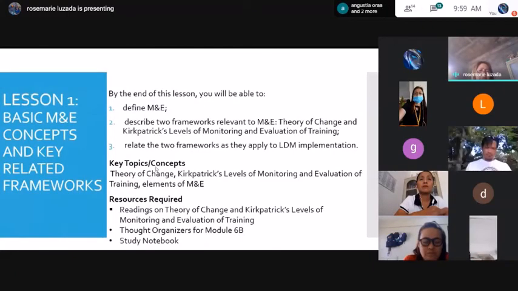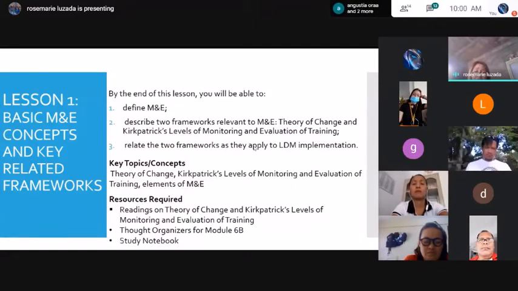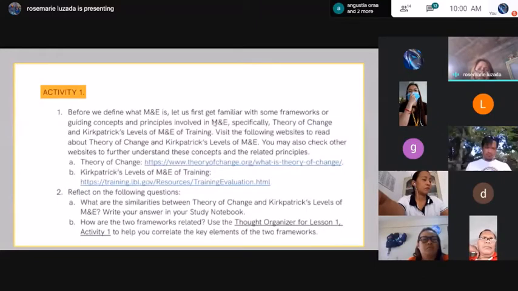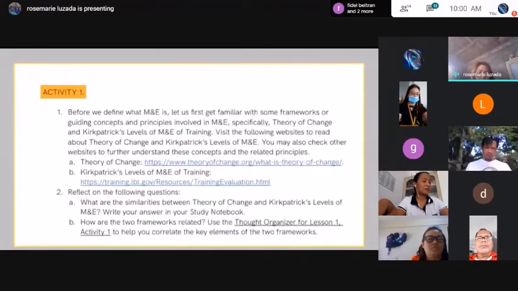So we will define monitoring and evaluation. We are going to describe the two frameworks relevant to monitoring and evaluation, the theory of change and Kirkpatrick's levels of monitoring and evaluation of training. And then we're going to relate the two frameworks as they apply to LDM implementation. But before we do that, let us define what monitoring and evaluation is. Let us first get familiar with some frameworks or guiding concepts and principles found in these two theories. Then, after discussing this, we're going to check the similarities between the two theories, and we'll also study how these two frameworks relate.